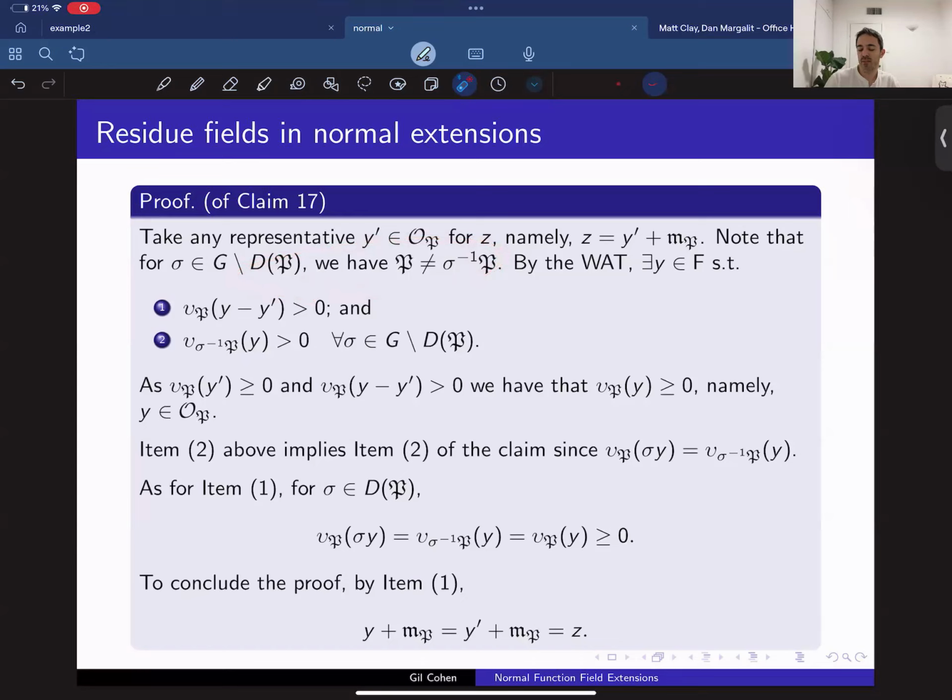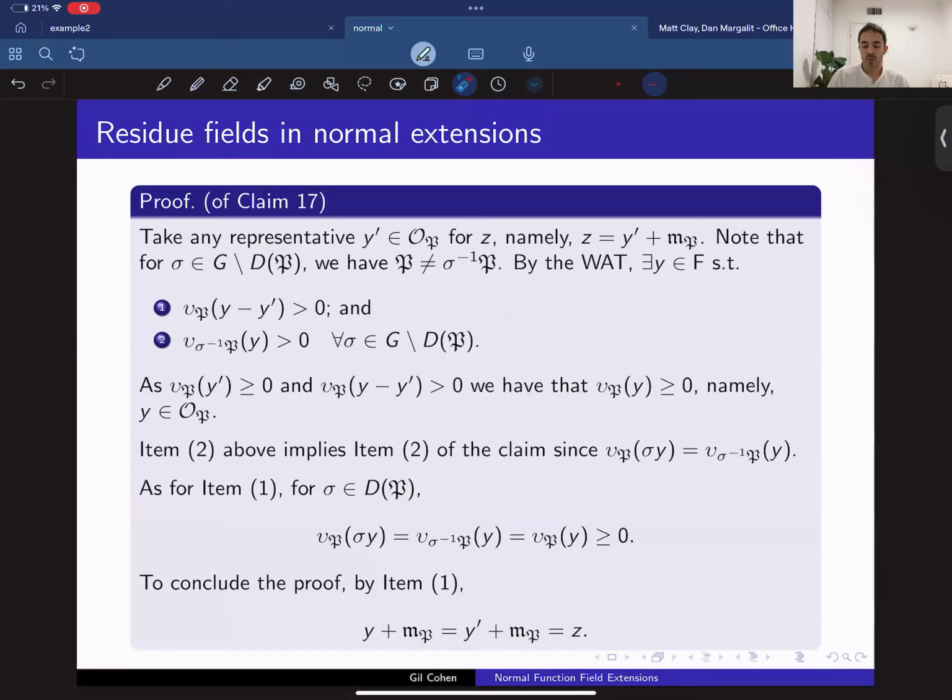By the weak approximation theorem, there exists a y, that's going to be our y, such that, first of all, y is close to y prime. How close? At least 1 or equal to 1 with respect to P, with evaluation capital P. And secondly, y is close to 0, so you have y minus 0 here, with respect to every prime divisor that is of the form sigma inverse P, for every sigma that's not in the decomposition group.